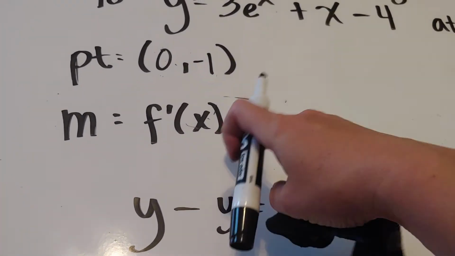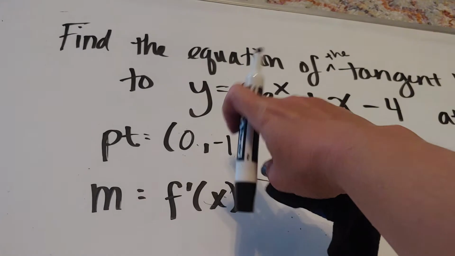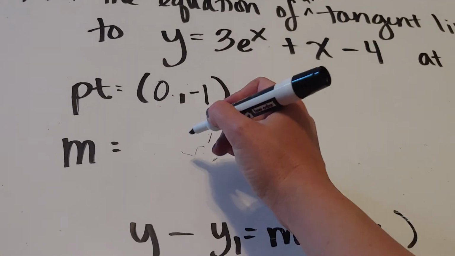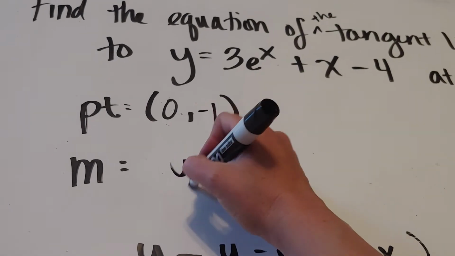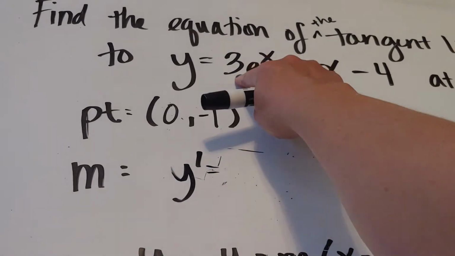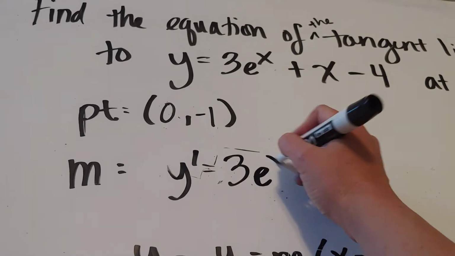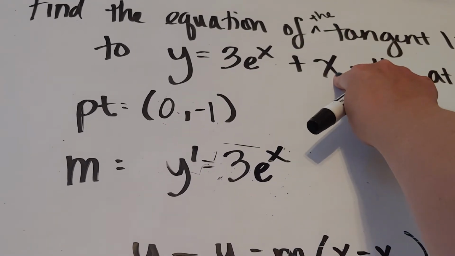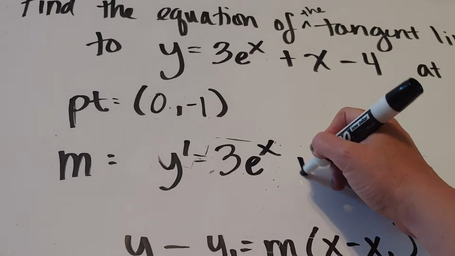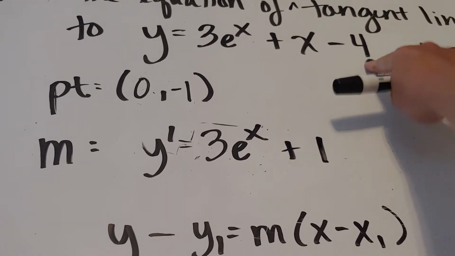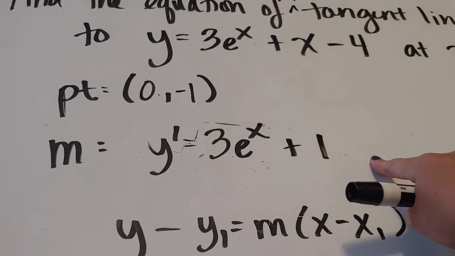Now, I wrote f prime of x here. Technically, it's y prime, but it's the same deal, right? I just want to find the derivative. The derivative of this function is going to be 3, the derivative of e to the x is e to the x. The derivative of x is 1. And the derivative of a negative 4, a constant without an x, is 0.